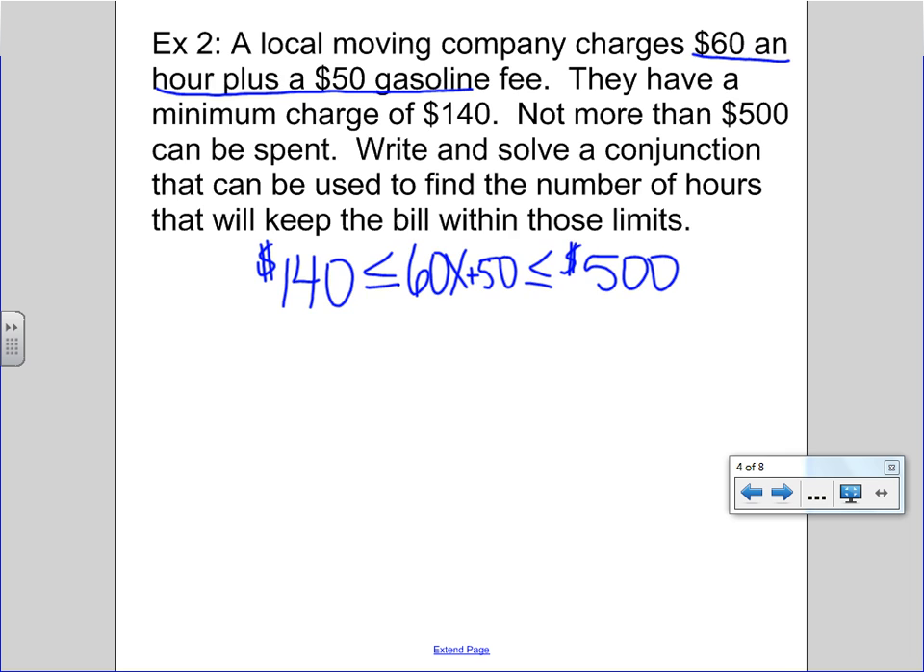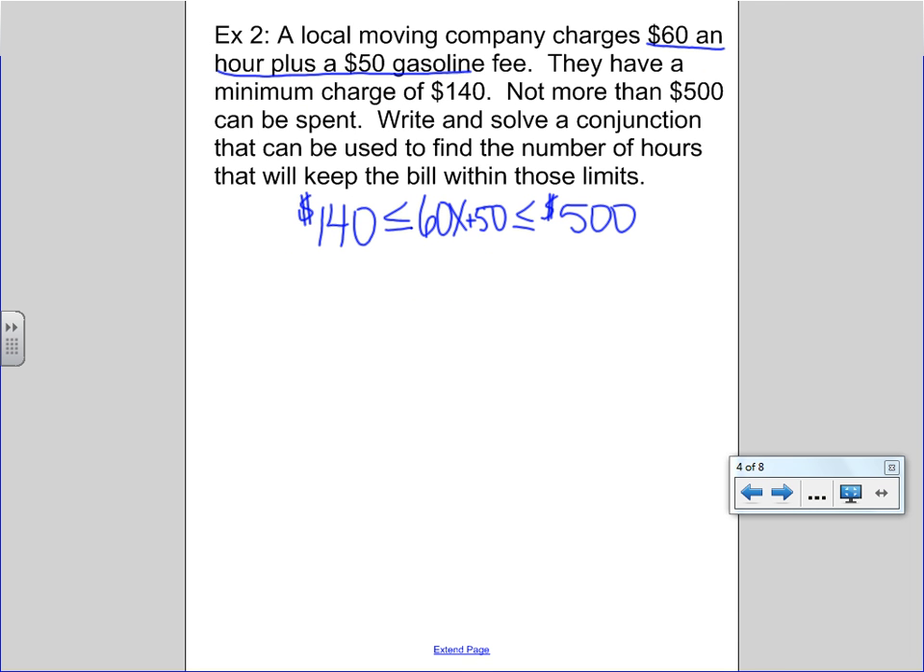Now whenever I go to solve this, I'm still trying to get x by itself. So I'm going to treat this middle part here, this 60x plus 50, just like I would an equation. The first thing that I would move is the 50. It's currently being added, so the opposite would be to subtract. So I'm going to subtract 50.